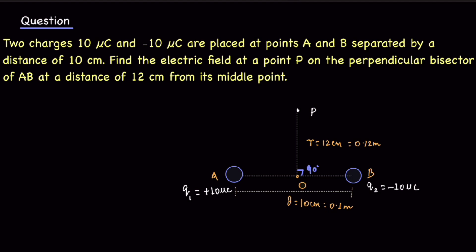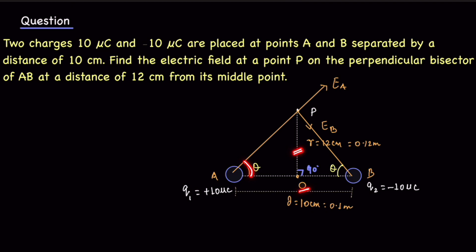If we see with respect to point A, the direction of electric field is outward. We can represent it as EA. And B is a negative charge, so the field moves towards B. This is our angle theta, and this is also angle theta. Why are both equal angles? The reason is the distance of OP is the same for both the points, so the magnitude of both angles is the same.